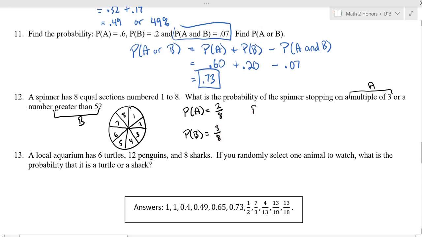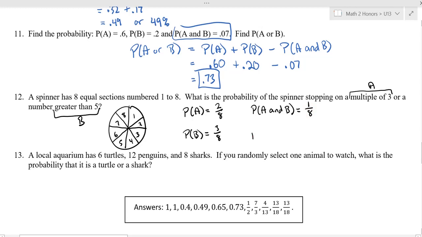What about probability of A and B? Could that happen? Or is that 0? If it's 0, then we know that the two events are mutually exclusive, but if it's not 0, then it can happen, right? So A and B, I mean, it's a multiple of 3 and it's greater than 5. Well, that would be the 6. And there's only one number out of the 8.